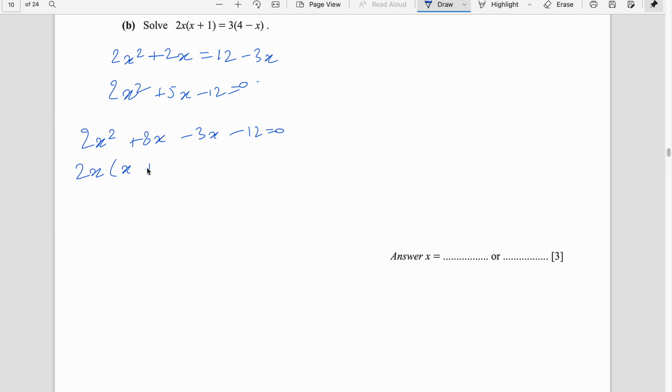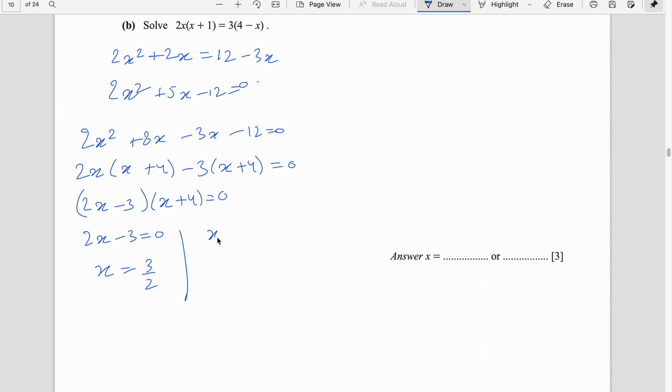2x(x plus 4) minus 3(x plus 4). So (2x minus 3)(x plus 4). 2x minus 3 equals 0, x equals 3 by 2. x plus 4 equals 0, x equals minus 4. So 3 by 2 and minus 4.